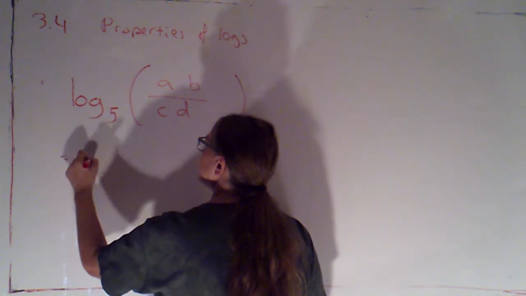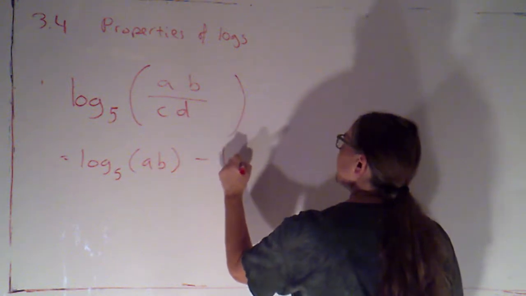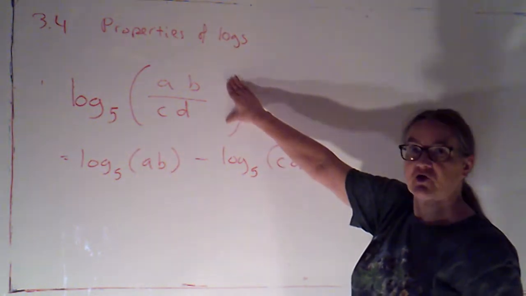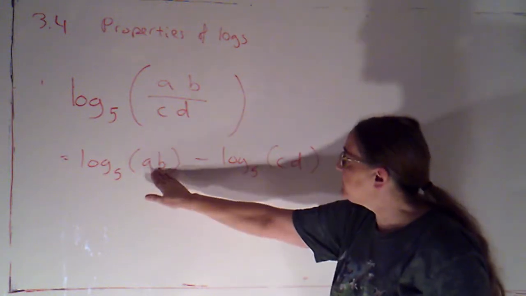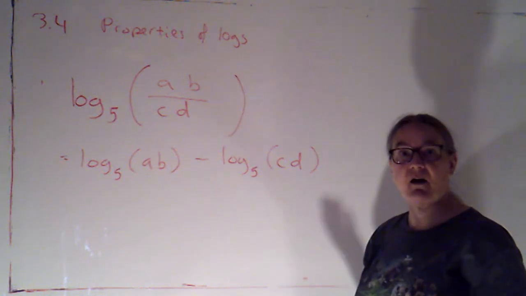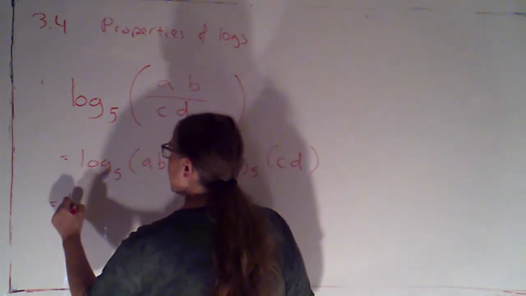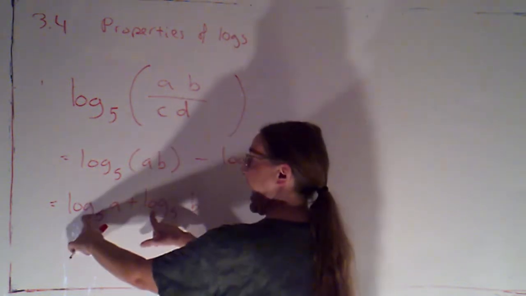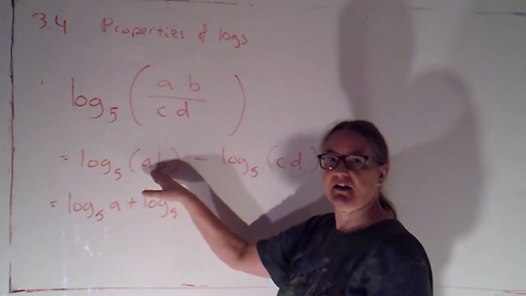So I can say this is equal to the log base 5 of the top minus the log base 5 of the bottom. So the one exponent for the quotient is the exponent for the top minus the exponent for the bottom. Now, each of these is a product, and the argument is a product. I know that I can break that up into a sum, because when I'm multiplying, I would add exponents. So this is going to become the log base 5 of A plus the log base 5 of B. I'm adding logs, so I'm adding exponents, and that gives me the one exponent for this product.